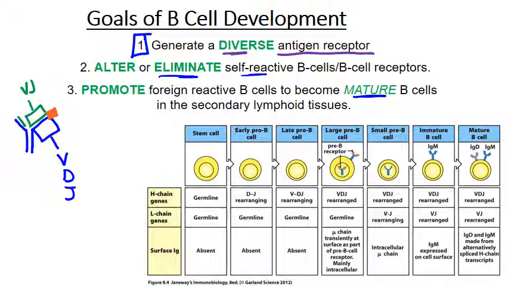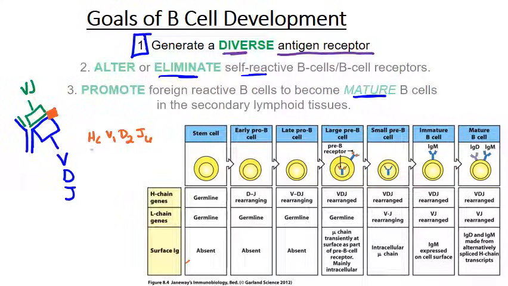Now, we inherit multiple copies of both heavy and light chain variable, diversity, and joining regions from our parents. So one B cell receptor might have a heavy chain that's, say, variable 1, diversity 2, joining 6, and a light chain that is variable 3, joining 1. Whereas another B cell might have a heavy chain with this signature.